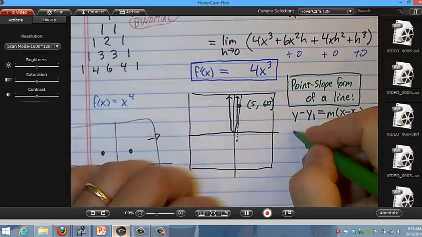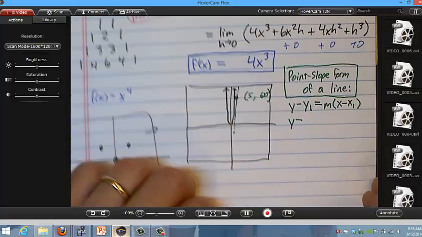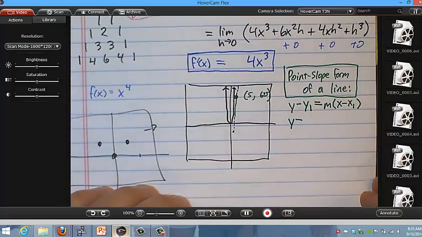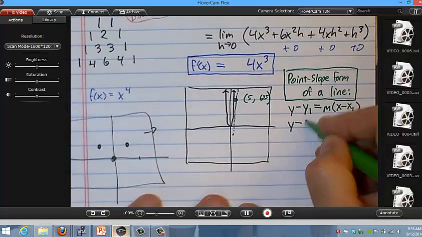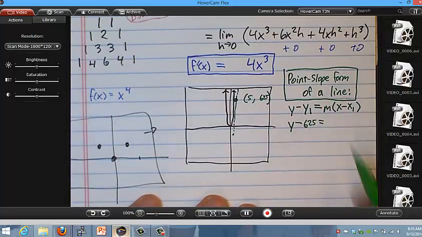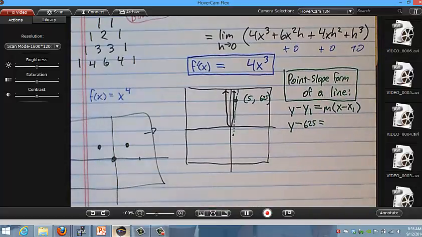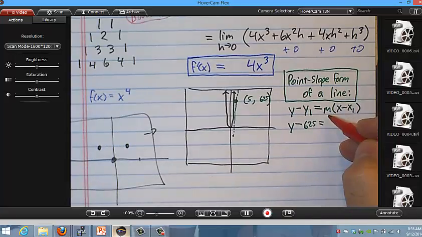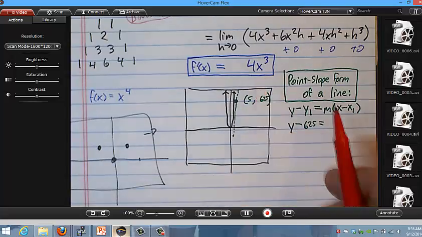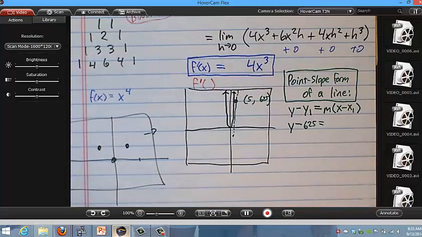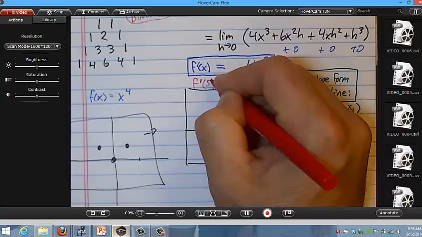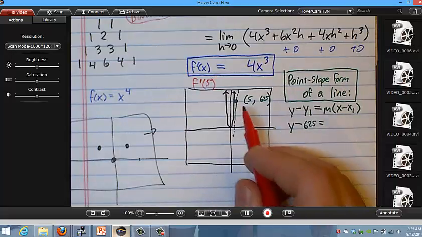So I'm going to write y minus, and where it says y1, what are we going to write? 625. That's the y-coordinate of the only point I have. Y minus 625 is equal to, now do we know the slope yet? No, but we can get it. This slope will be given by the derivative. Let me compute it now. F prime, do you know what I have to put in for x? 5, because that's the x value. This will give me the slope.